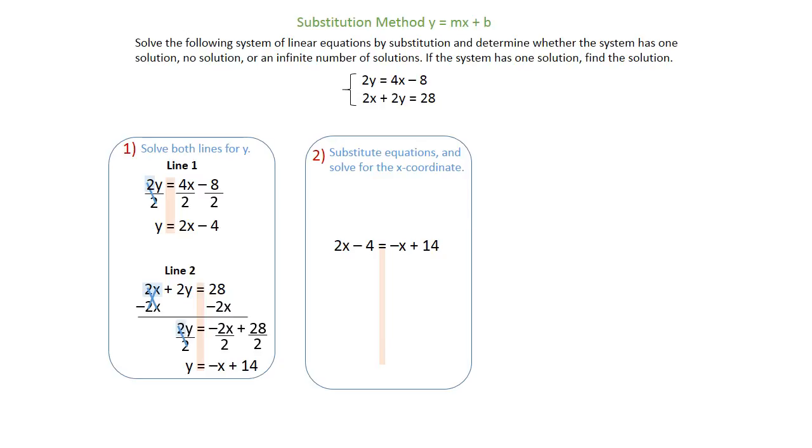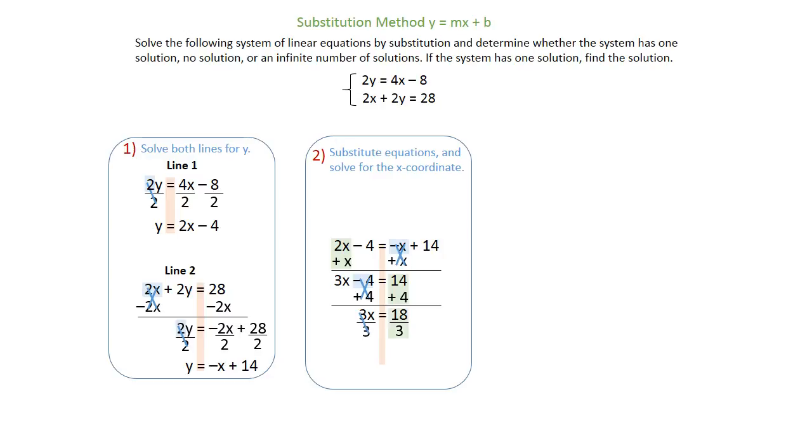So typically your variable ends up on the left-hand side, so we're going to go ahead and start by moving the negative x. Combine your like terms, that gives you 3x minus 4 equals 14. And in the second step, let's move the negative 4. Combine your like terms, and that gives you 3x equals 18.